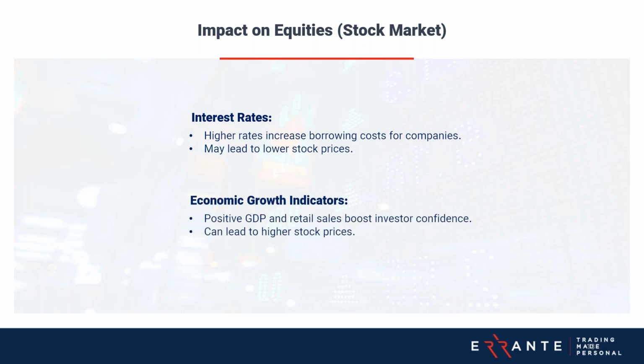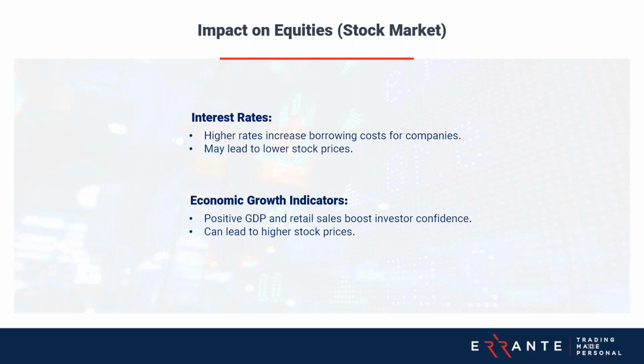And next is economic growth indicators. First, positive GDP and retail sales data indicate robust economic activity and consumer confidence. They suggest higher future earnings for companies. So investors are more likely to buy stocks when they expect companies to perform well. And that leads to increased demand for equities, driving prices up.